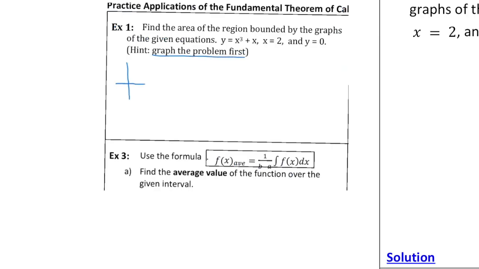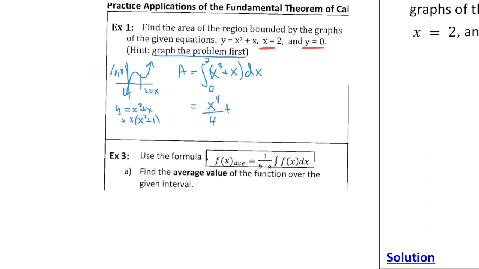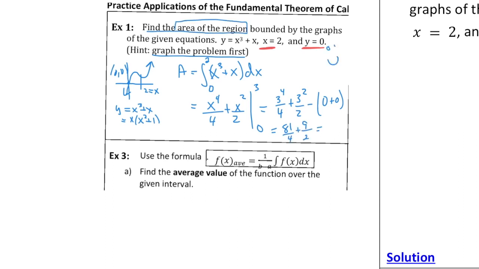So question number 1 was an area problem. You began by graphing the function. Recognize that x equals 2 and y equals 0 are boundaries for this problem. So you're going to integrate from 0 to 2. Find that antiderivative, then use the fundamental theorem of calculus in order to determine your area.